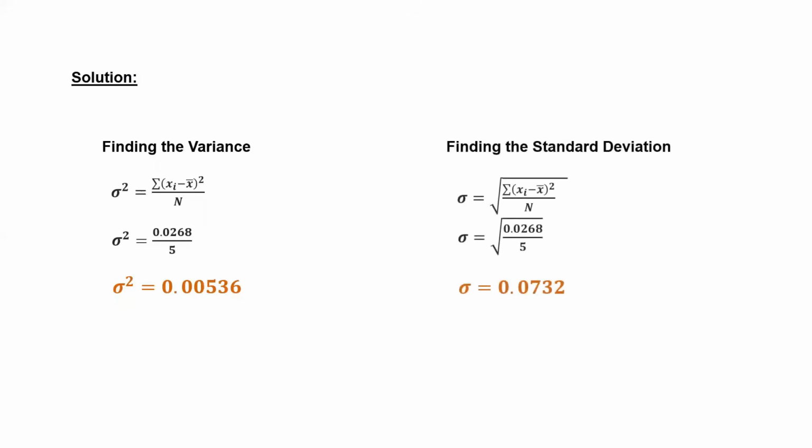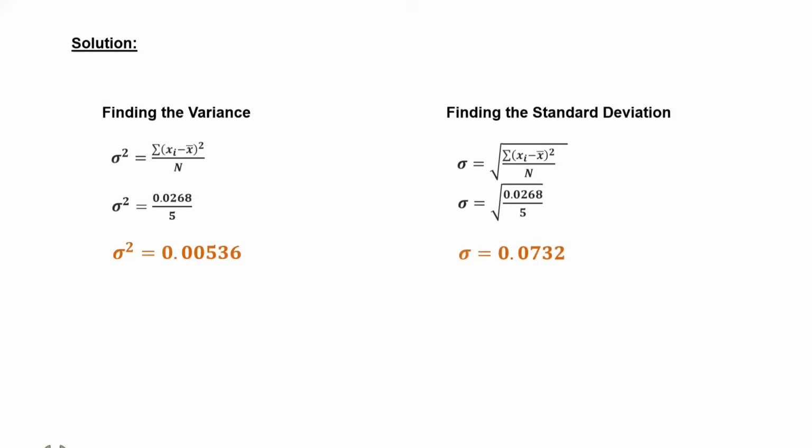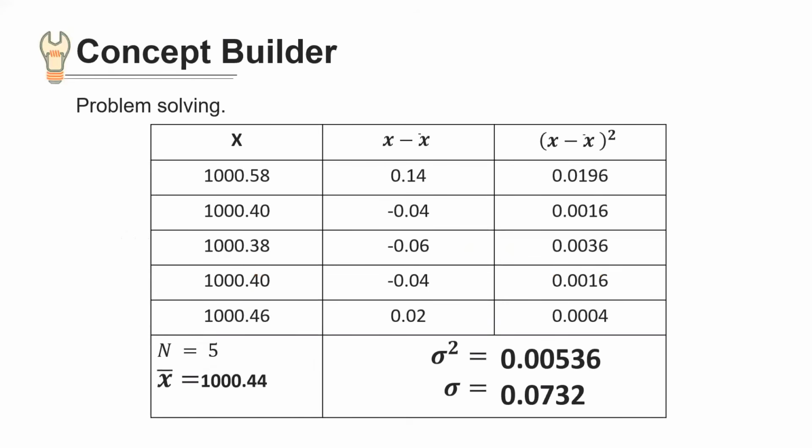And then our standard deviation is just the square root of the variance. So we have here 0.0732. That is our standard deviation. So that is our complete table. How do we now report this measurement?